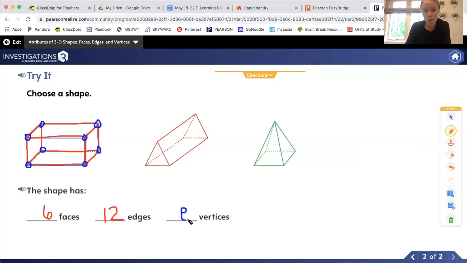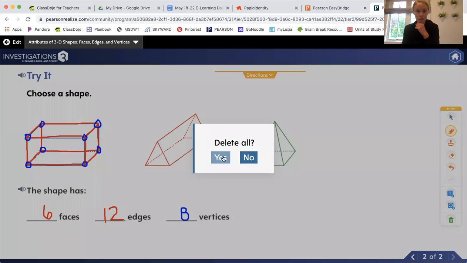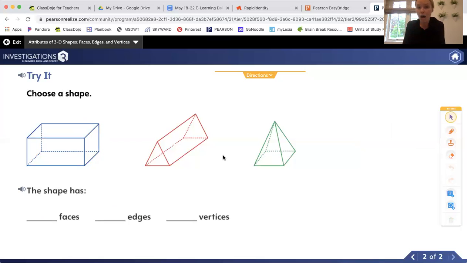Okay, so if you want, I'm going to clear this out. For these next 2, I would like you to see if you can, with someone at home, pause the video and use these 3D shapes here to count the faces, the edges, and the vertices. So go ahead and pause and you can do that.